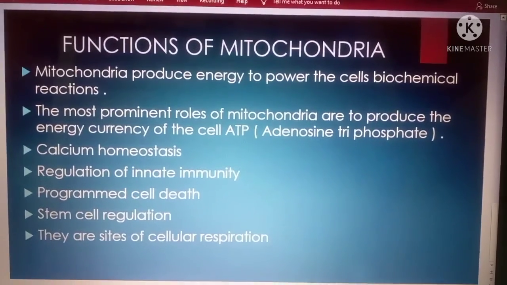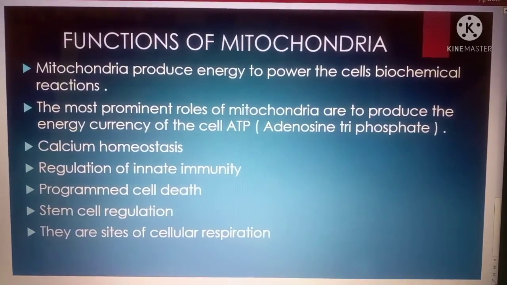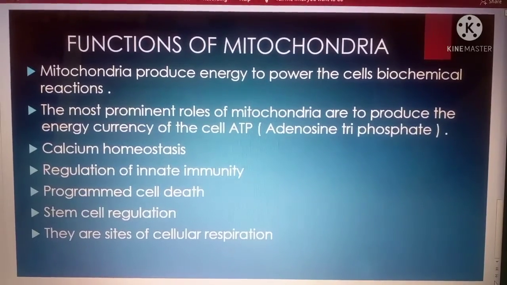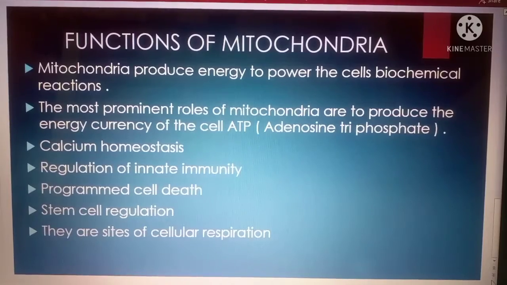Now we'll discuss the cell organelles one by one. After that, we'll go deeper. So just observe the basic structure and function of the mitochondria.